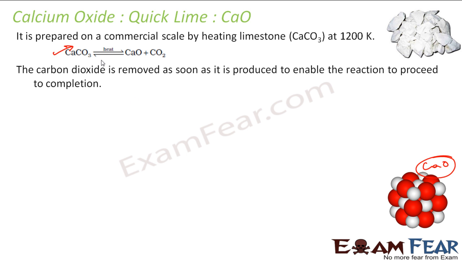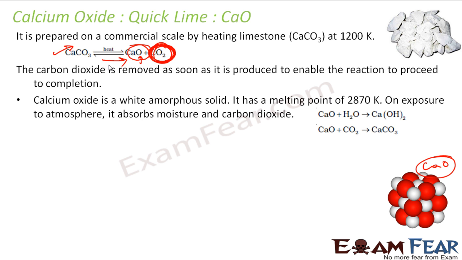And this is an equilibrium reaction. If you don't take out the carbon dioxide, the calcium oxide, the quicklime, won't be formed. So what we do is we take out the carbon dioxide so that the reaction moves in the forward direction. These concepts we have learned in the equilibrium reaction, where we remove the product so that the reaction moves in the forward direction.